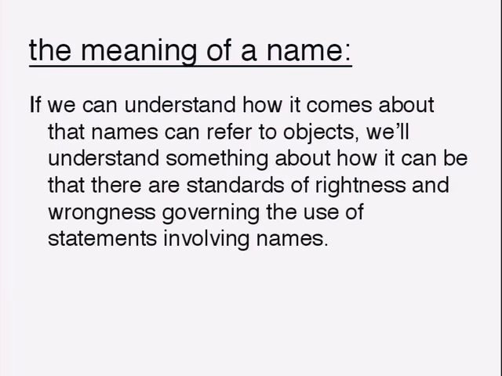What's going on there? How does a name get hooked up to the object in the first place? If we can understand how it happens that names refer to objects, the sound gets hooked up to the thing, then we'll understand something about how it can be that standards of rightness and wrongness govern the use of sentences involving names. Then we've got somewhere with understanding how language works.